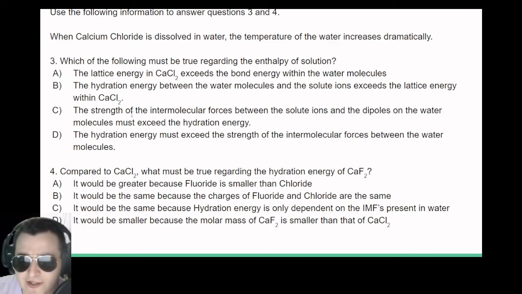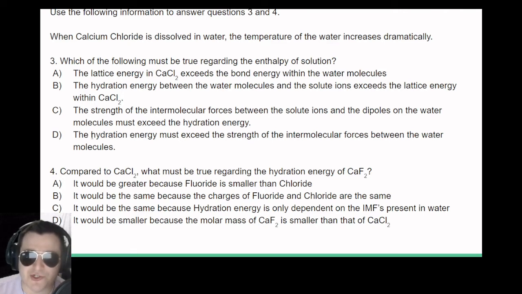C. The strength of the intermolecular forces between the solute ions and the dipoles on the water molecules must exceed the hydration energy. Hydration energy is the terminology associated with steps 2 and 3 in that process of enthalpy of solution we were talking about. And this is never accurate. Or sorry, this is always accurate. Said the exact opposite. The energy of attraction between the ions and the water molecules always exceeds the intermolecular forces of the water molecules themselves. C is always true. So why would it be the right answer in this specific context?